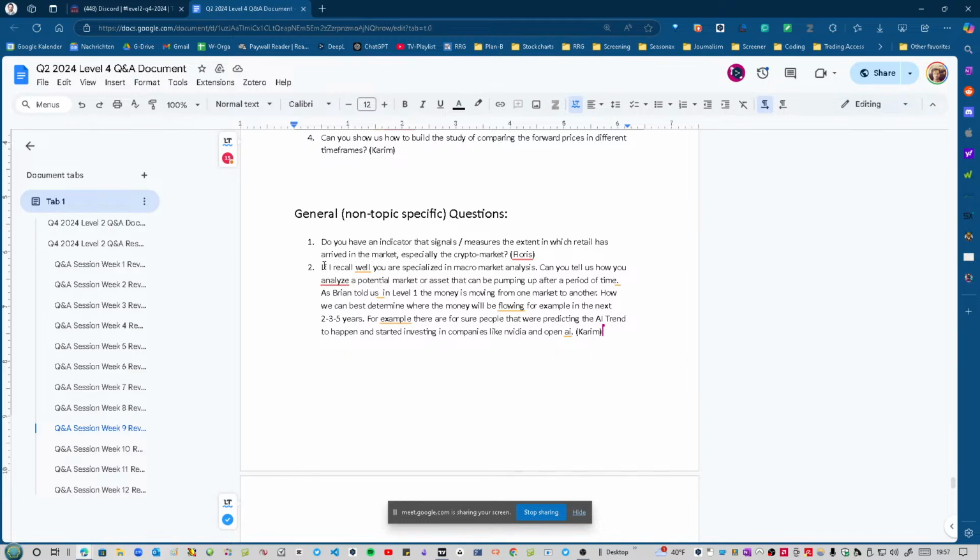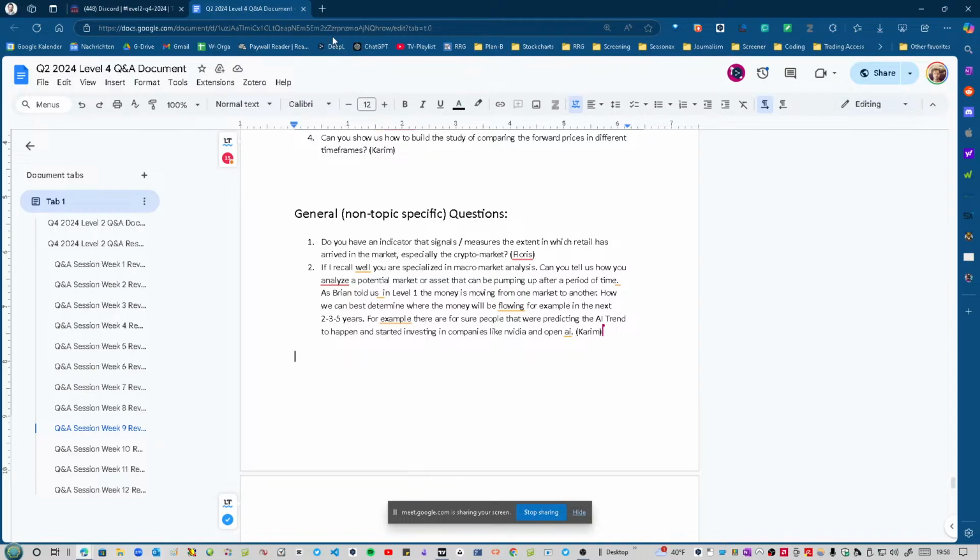So the next question, if I recall well, you are specialized in macro market analysis. Can you tell us how you analyze a potential market or asset that can be pumping up after a period of time? As Brian told us in level 1, the money is moving from one market to another. How can we best determine where the money is flowing, for example, in the next 2, 3, 5 years? For example, there are for sure people that were predicting the AI trend and started investing in companies like Nvidia.